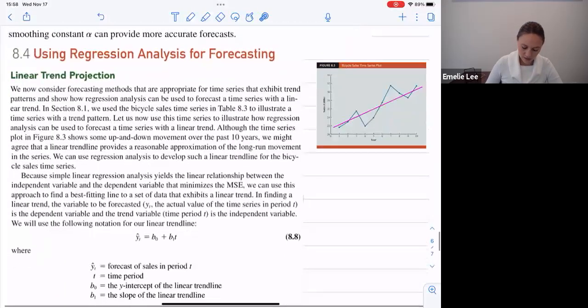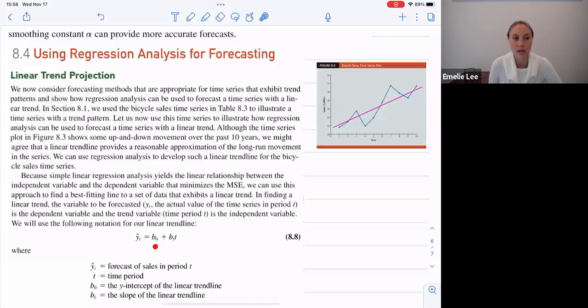Okay. So what we're going to do is fit this linear model, which is just a straight line, where we've got the intercept, the y-intercept, and the slope. Those are coefficients that we're going to estimate. And t is the independent variable, which is the time period. Okay.